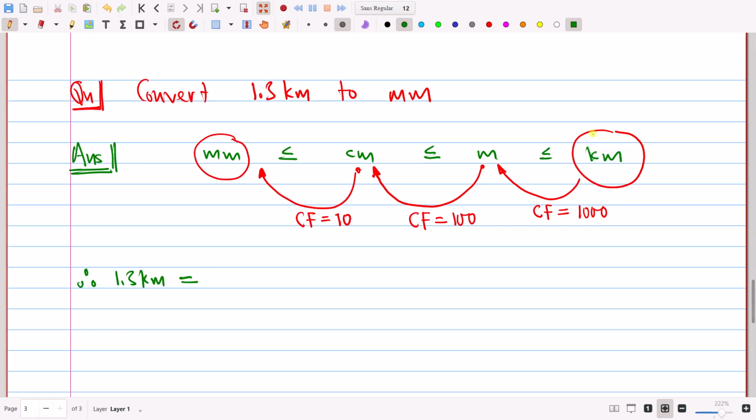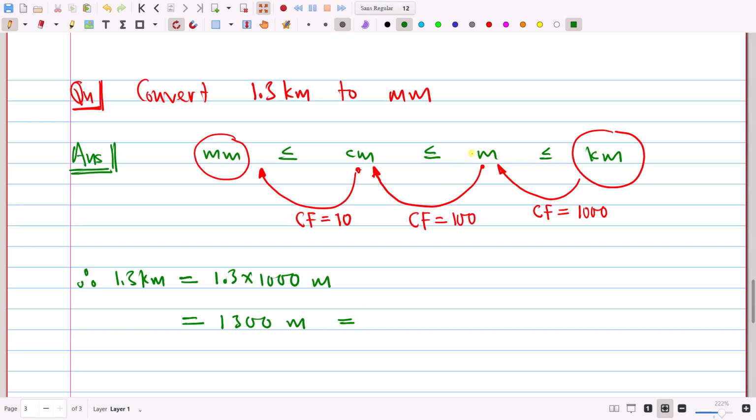So what is 1.3 kilometers in meters? Let's check. I'm moving now from big to small. Since I'm moving from big to small, I multiply by the conversion factor, which means I take 1.3 and multiply that by 1000. And this is now in meters. So if you take 1.3 and multiply by 1000, you get 1300. And now this is in meters.